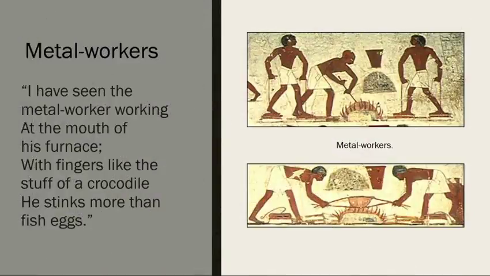So, "I've seen the metal worker working at the mouth of his furnace. With fingers like the skin of a crocodile, he stinks more than fish eggs." Some of these, when they were written on ostraca and other documents other than just papyrus, were actually included with pictures to show the working conditions of these people. That's another important thing about this document coming up multiple times: we can compare the text, see the differences, and use it to get some idea of what some of the jobs in Egypt were like. So you're going to have scaly fingers and stink more than fish eggs. Yep.